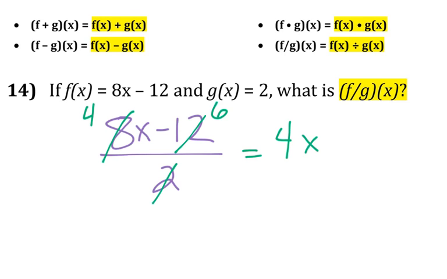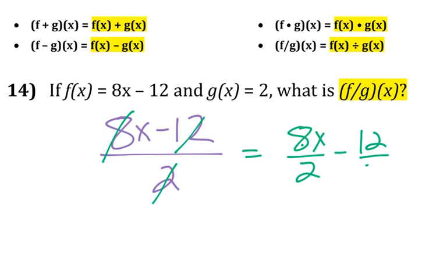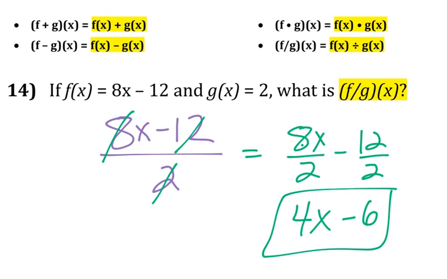The problem with doing that is it's a little bit dangerous, because if you see something like 2x minus 5 over 2, you cannot cancel those out because it doesn't cancel out with a 5. So I think the first way that I showed you, where you separate these out, is probably the best way to do that. So 8x divided by 2 minus 12 divided by 2. So 8x divided by 2 is 4x. 12 divided by 2 is 6.